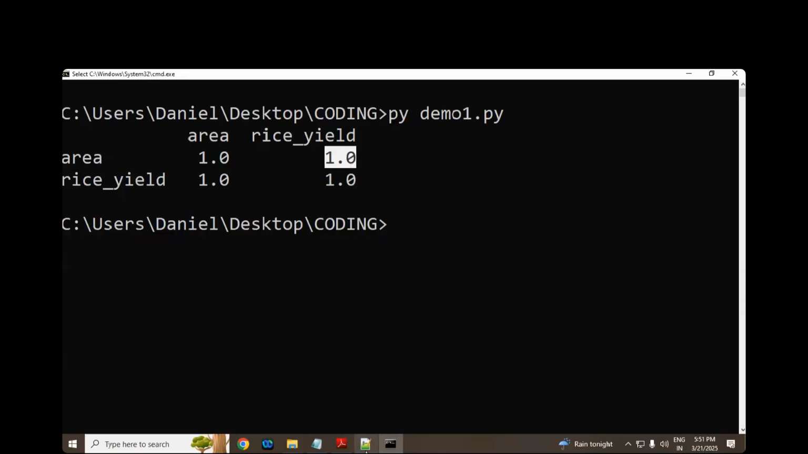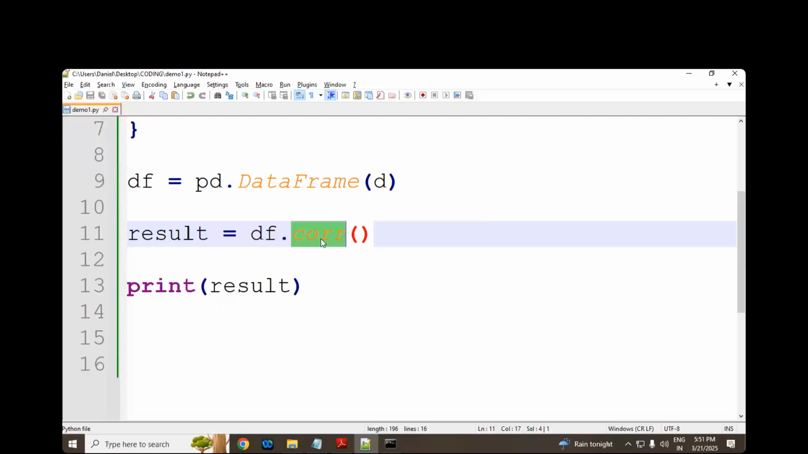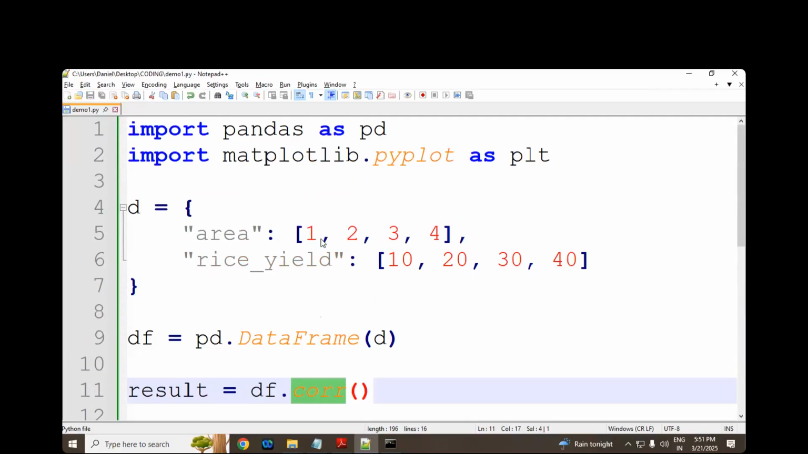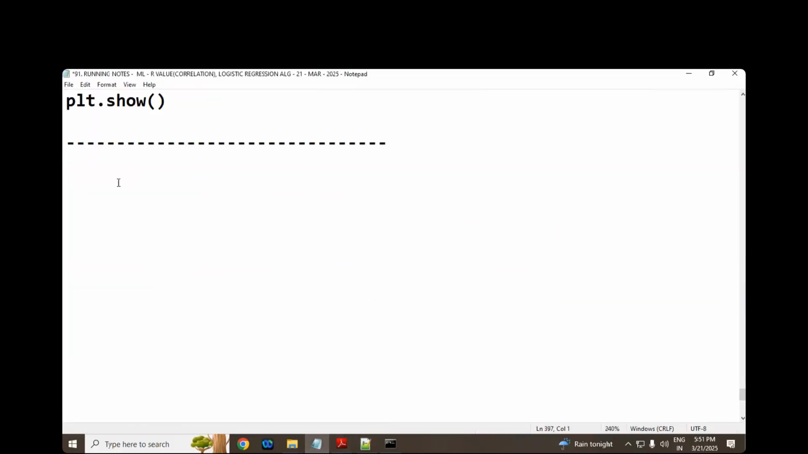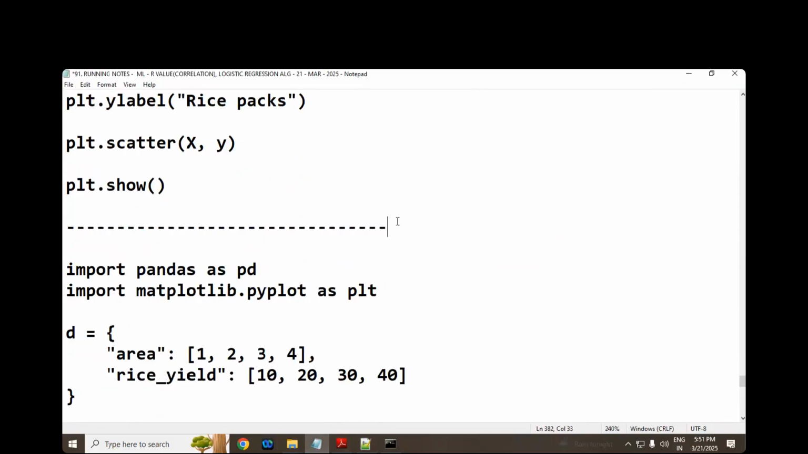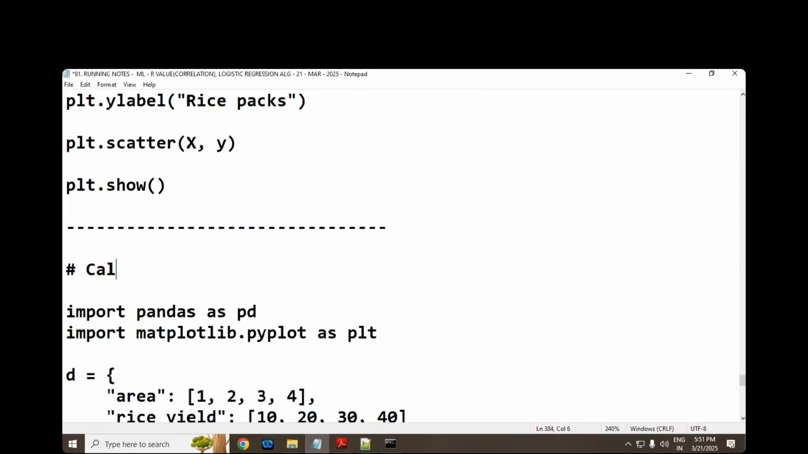Now, any idea what corr actually is? Correlation, a kind of method. Now go back to the math. On average, I have explained the very big formula, but you do not need to define it. You can just call the method and the calculation will be done automatically. That's what you need to understand. Now make a note on this. We are calling the correlation method. We are checking.